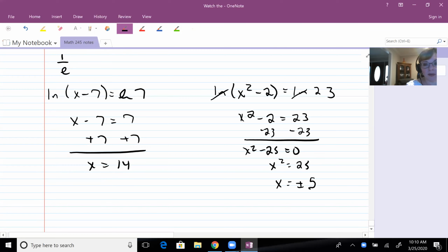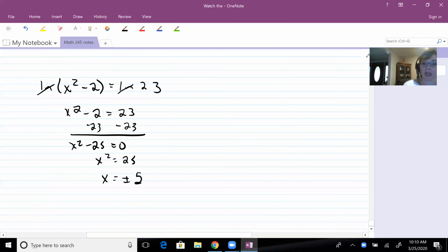Remember, when you take the square root, make sure to include that plus or minus. So we have two solutions here. We have a positive 5 and we also have a negative 5. So we talked about earlier, it's really important to check these to make sure your solutions are right. So let me plug in that first one.